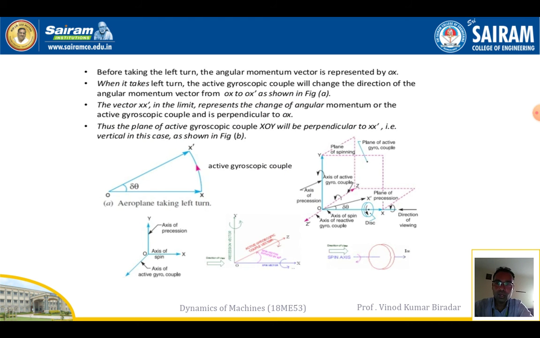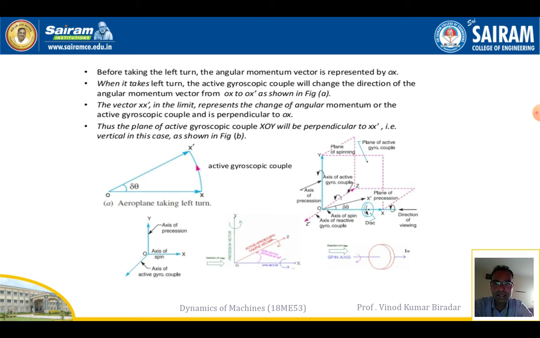Now I will tell you the effect of gyroscopic couple when you turn in the left-hand direction and the right-hand direction. Here, ox dash represents the active gyroscopic couple. Before taking the left turn, the angular momentum vector is represented by ox, as shown in diagram A, with the aeroplane taking the left turn. When it takes the left turn, the active gyroscopic couple changes the direction of the angular momentum vector from ox to ox dash, as shown in figure A.